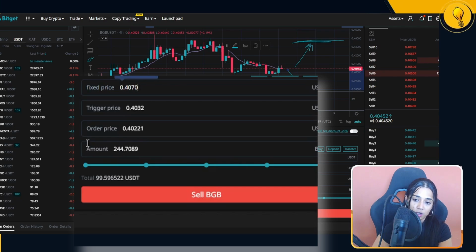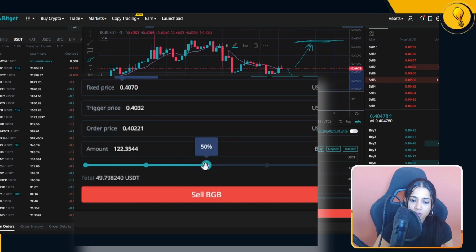For me, I'm going to execute for all 100% of the BGB that I bought, which is 244 BGB. Now, you don't have to do that. If you just want to sell half, then you can just go ahead and toggle it down to 50%. But the one thing you need to note is that if you're doing 50%, irrespective of what is hit, whether it's your take profit or your stop loss, it's going to execute for only that 50%. You cannot change the quantity on that. So I'm going to do a whole 100%.